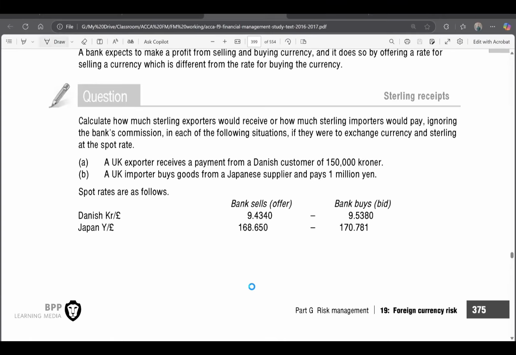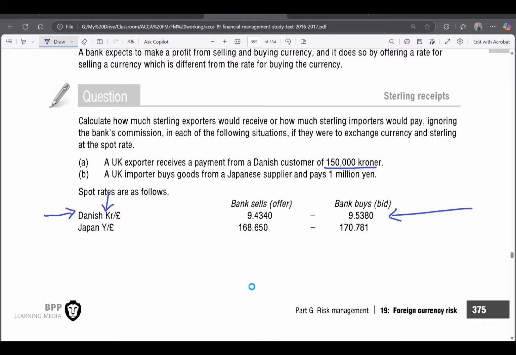Okay, a UK exporter receives a payment from a Danish customer. So it's a receipt of kroners from your Danish customer. How much receipt do you have? 150,000 kroners. And I think that is the rate, the first one, Danish kroners over pound. So kroner is the first currency here and also kroners is first here. So it's a division case, right? So we have to divide, but which rate do we have to pick? Because it's a receipt, we want less receipt. So we divide with the higher rate.